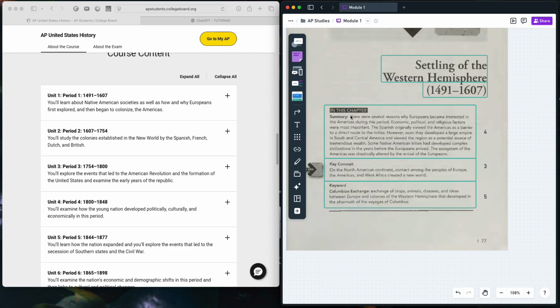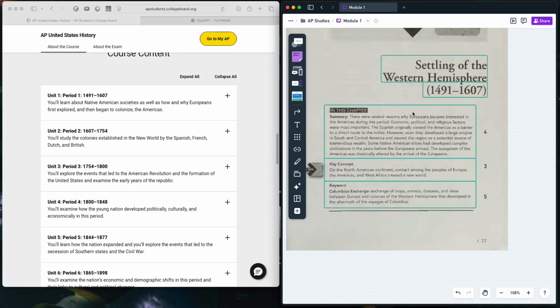Okay, big ideas. There are several reasons why Europeans became interested in the Americas of this period. Economic, political, religious factors are the most important. Spanish originally viewed the Americas as a barrier to the direct route of the Indies. However, soon they developed a large empire in South and Central America and viewed the region as potential source for tremendous wealth. Some Native American tribes have developed complex civilizations in the years before the Europeans arrived, and the ecosystem of the Americas was drastically altered by the arrival of the Europeans.